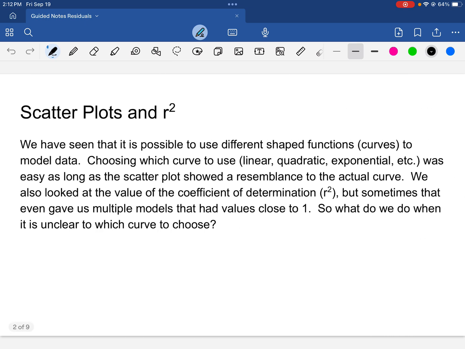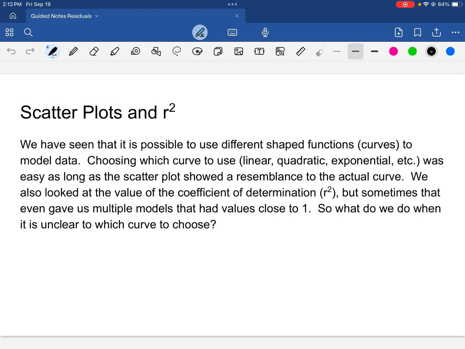All right, so we've seen it is possible to use different shape curves or functions to model data. Choosing the curve to use, whether linear, quadratic, or exponential, was easy as long as the scatter plot showed a resemblance to the actual curve. When we were looking at regression on Friday, we also noticed that we could look at that r-squared value, and that would give us another mathematical value for us to look at to decide if it was a good fit for that set of data.